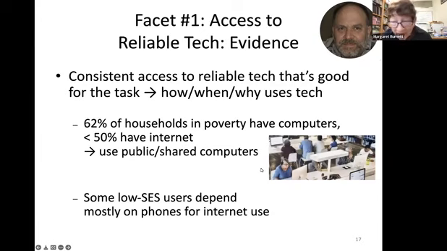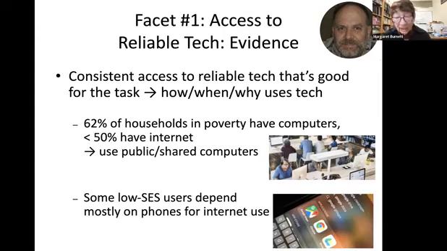Here they are using some shared computers in a public library, for example. Also, some low SES users depend mostly on phones for their internet use. So for example, here is a small phone, and you can imagine on this phone, they're doing things like trying to write term papers using Google Docs, trying to do whatever math or budgeting they might want to do using Google spreadsheets, trying to use a learning environment, for example, Google Classroom. So they're doing all that on a phone.